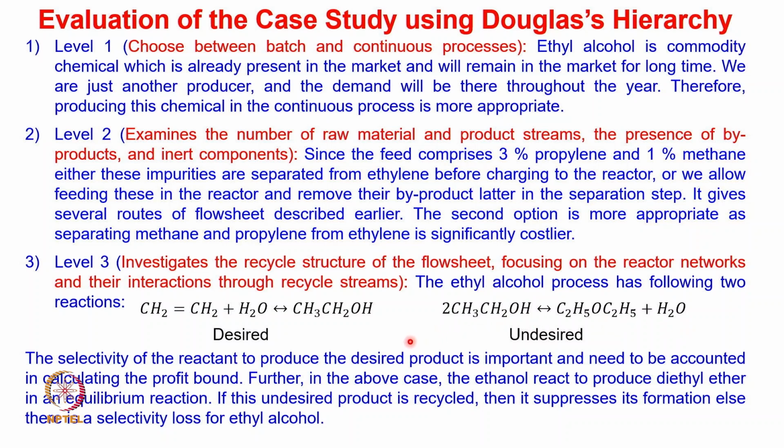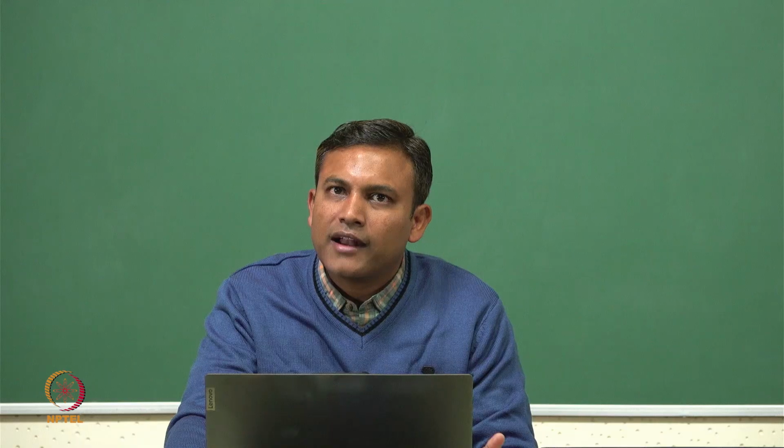You can see that the selectivity is a very important point here, primarily because if we let this undesired reaction occur, in that case some of the ethylene will be used for producing the diethyl ether. So the selectivity is going to be different, and based on this selectivity we have to calculate the profit one more time, and we have to see whether the profit obtained with this selectivity is actually beneficial or not.